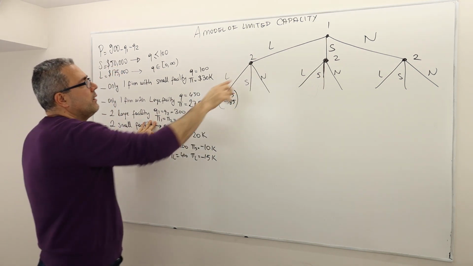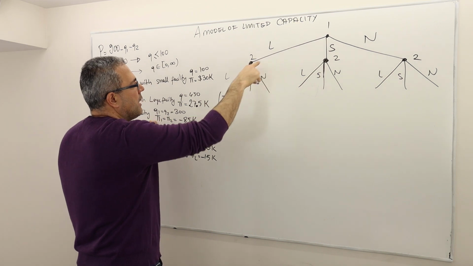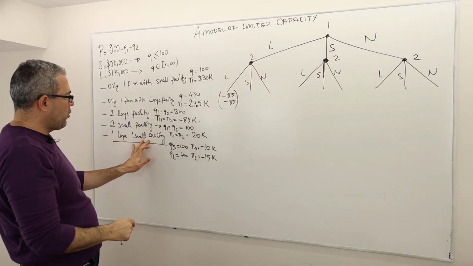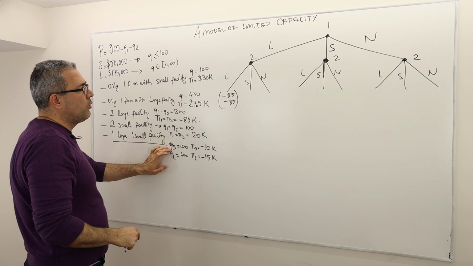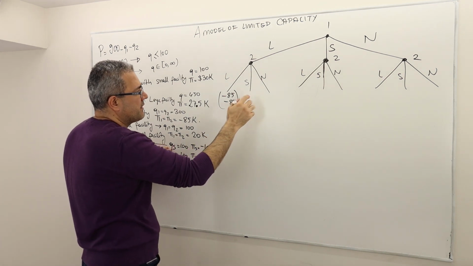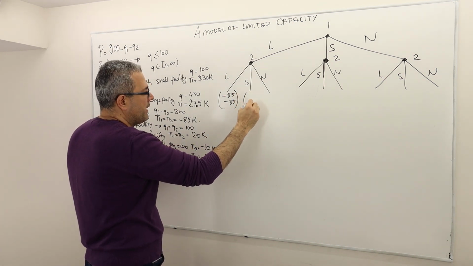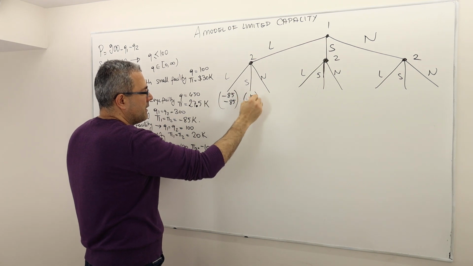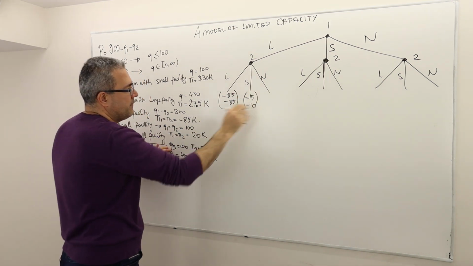Okay. Well, what about here? So one firm is large, one firm is small. So we know that the small firm, which is the second firm, is going to make minus 10. The large is going to make minus 15.